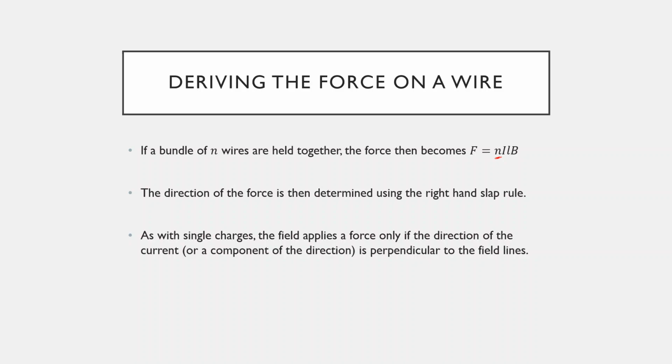All right. And again, the direction of the force is determined by using the slap rule. So we've got moving charges, they're moving through a field. You want to work out which direction the force is, slap rule. Most of the time we're talking about conventional current, so you're going to be using your right hand. Just remember the fingers are the magnetic field and the thumb is the direction of the current in this case. And your palm is going to tell you which direction that force is going to be.